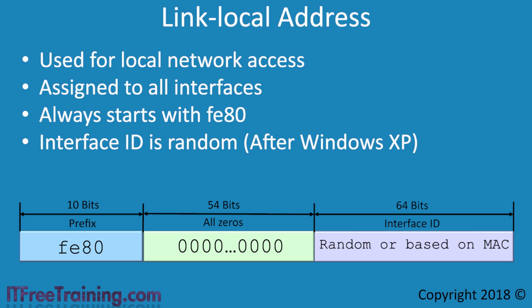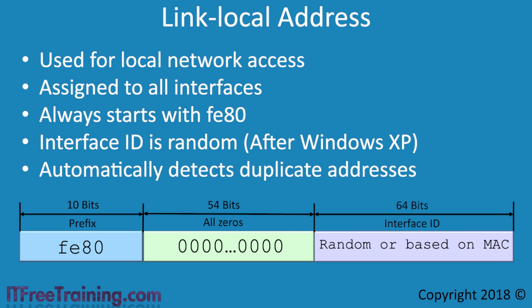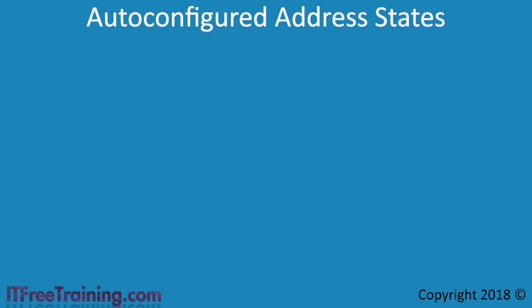When a link local address is first assigned to a network interface, a check is done on the network to make sure it is unique. This ensures that this computer is the only computer or device on that network that has that link local address. Let's have a closer look at this process. When a link local address is created, it goes through a number of different states. The first state is tentative.